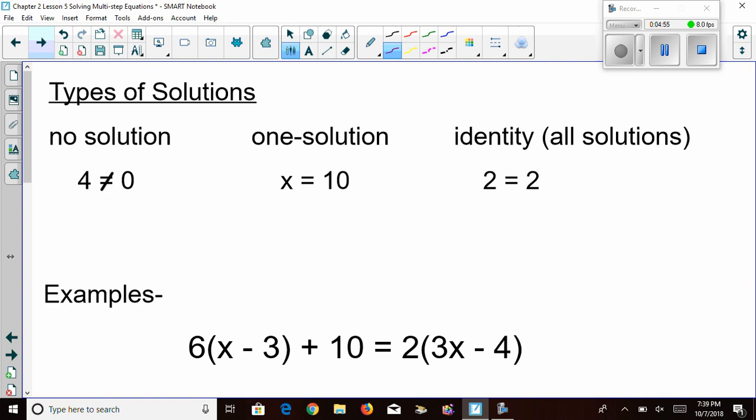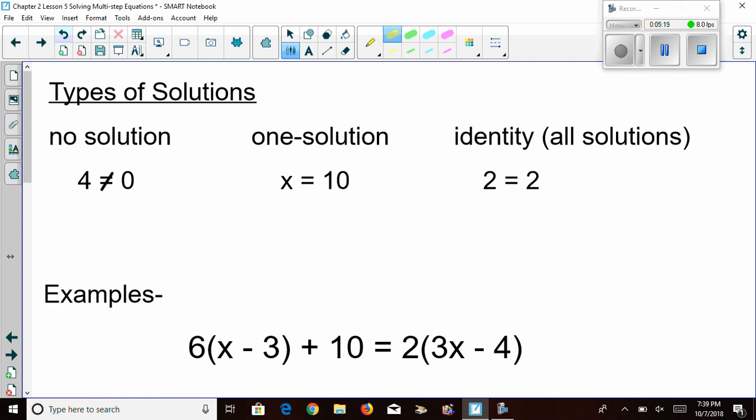Next, let's talk about our types of solutions. So far, we are familiar with the one solution. Every problem you have solved has had only one answer. It is when the variable equals the number at the end. But we have two other types.